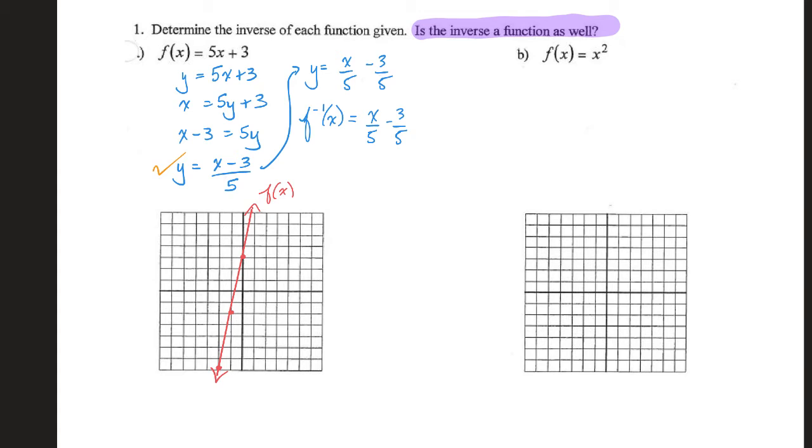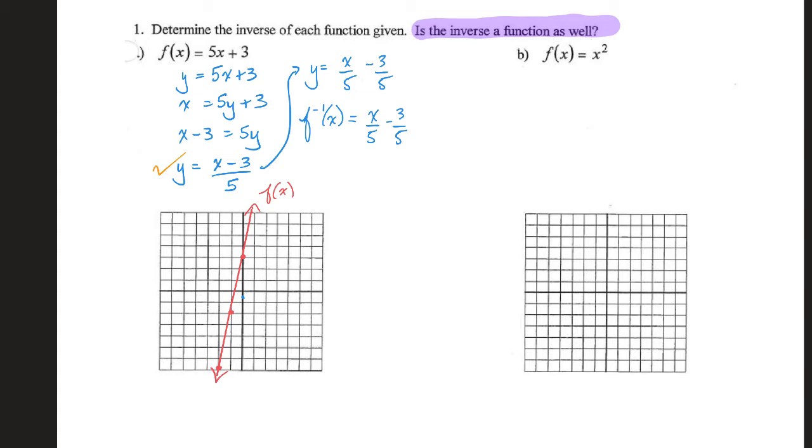Okay, now I can go ahead and I can put on the inverse of f. Now, I've got a y-intercept of negative 3/5, so that's like a negative 0.6. So I've got to estimate that a little bit. That one's going to be a little tougher because of my estimation. I'm a little bit past halfway. From there, I have a slope of 1/5.